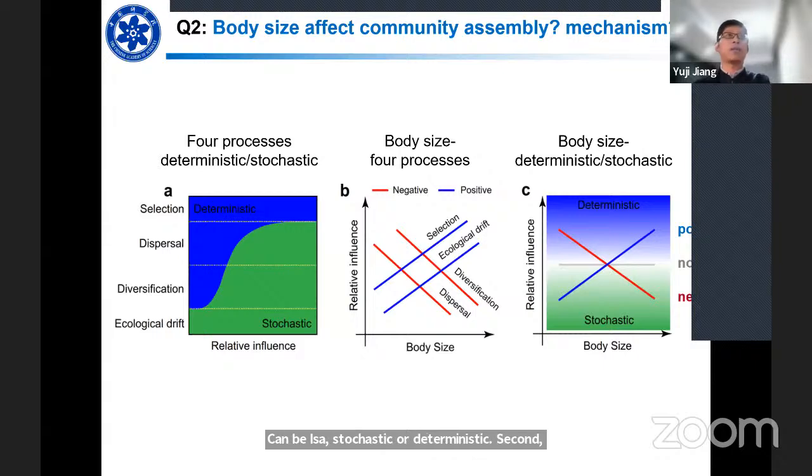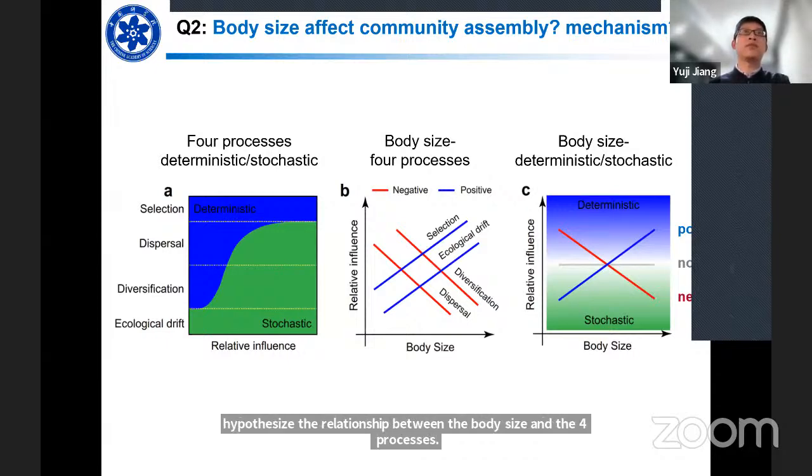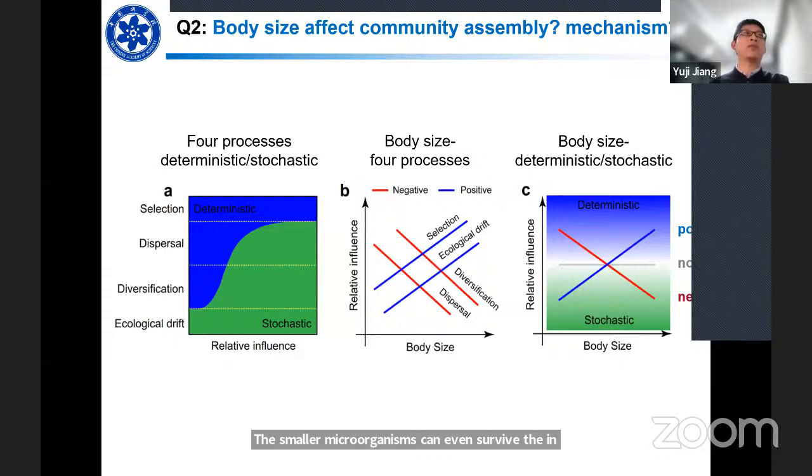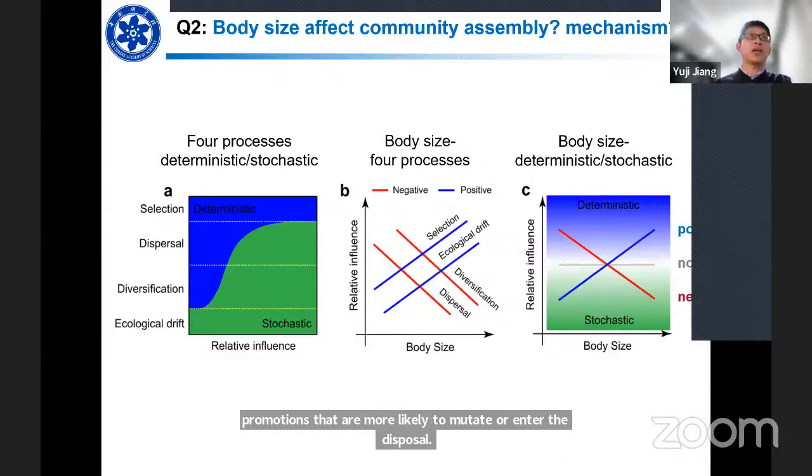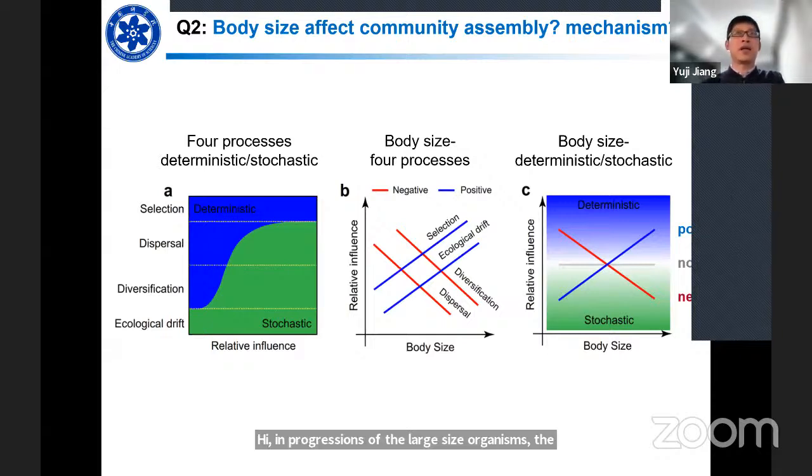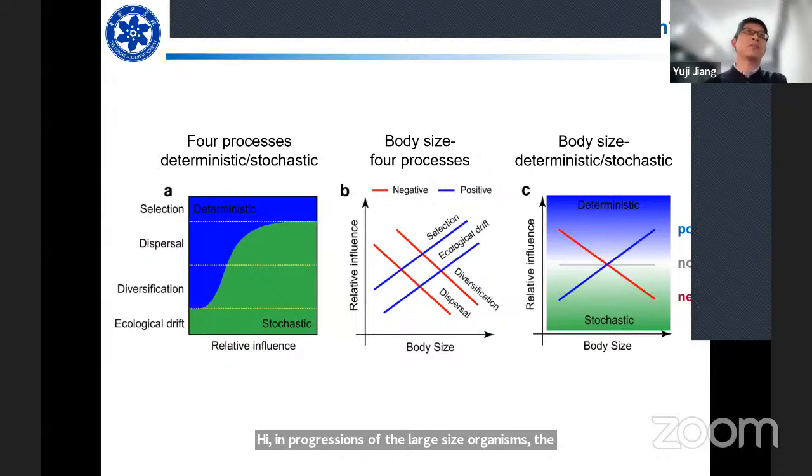Second, we hypothesize the relationship between body size and the 4 processes. The smaller microorganisms can even survive in many extreme environments, and they may be less affected by selection and have larger proportions that are more likely to mutate and disperse. However, in populations of large-sized organisms, the random survival and death of individuals may have less impact on a community. So in this case, body size and community assembly may have a positive, negative, or no relationship. So we ask the second question: does body size affect the community assembly of soil organisms?